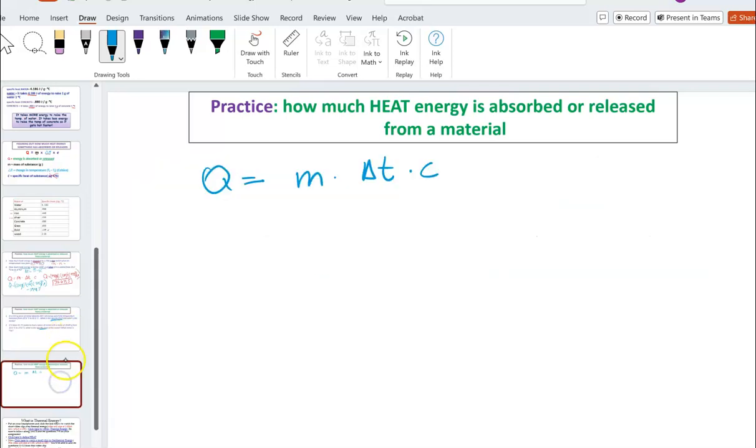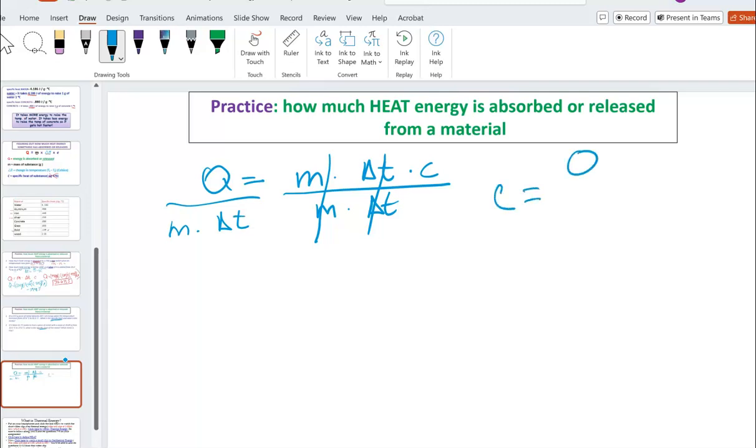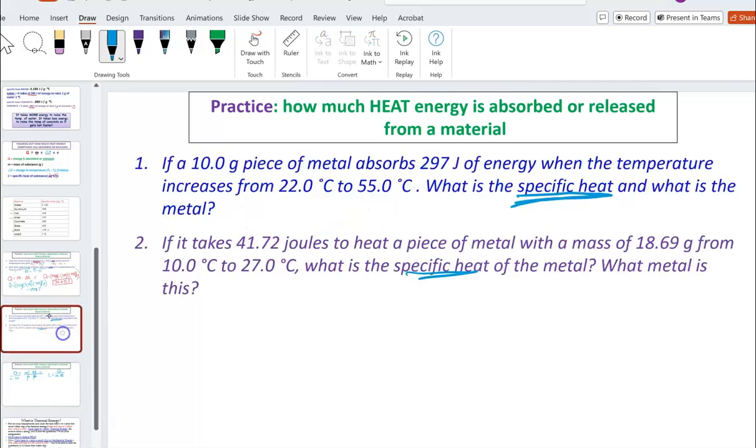So let's go back here. I'm going to rearrange my equation. I want to solve for C. So I'm going to divide by M times change in temperature. What I do to one side of the equation, I have to do the other. So my new equation, specific heat, is Q divided by M times delta T. So that's what I'm going to use for these. Specific heat is lowercase c, so C is equal to Q divided by M times change in temperature.